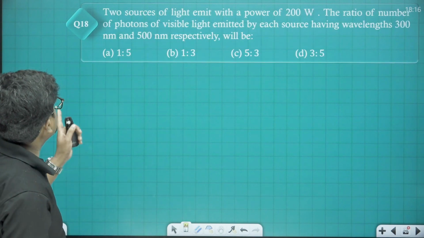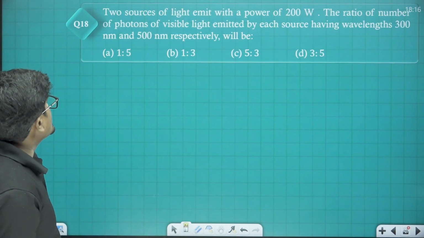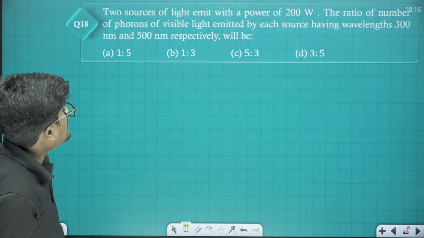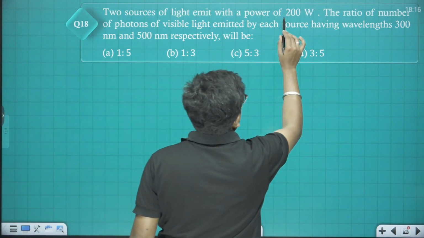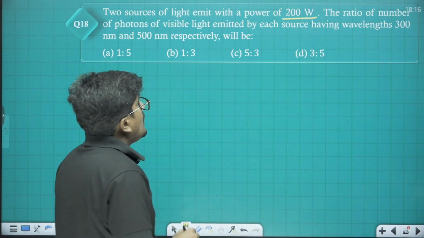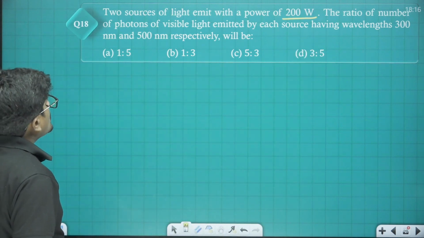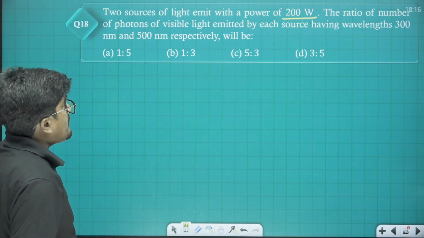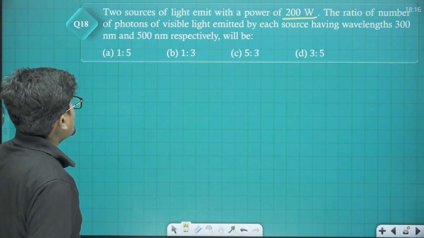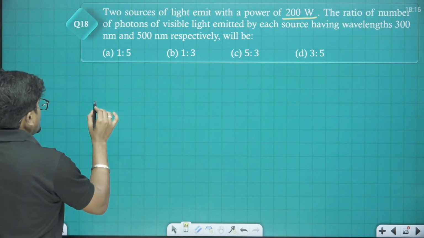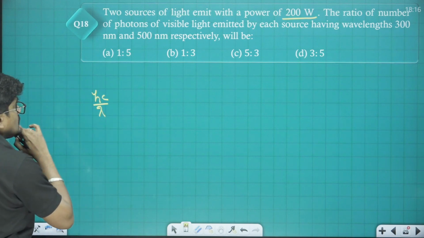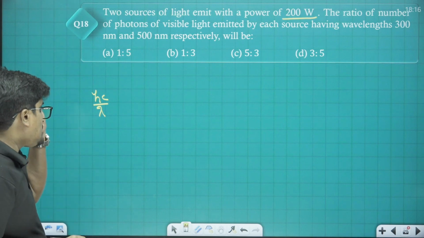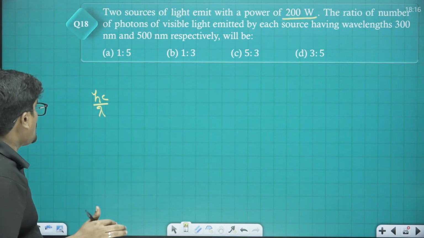All right, moving to the next, that is question number 18. The question says two sources of light emit with a power of 200 watt. So the power coming out is basically the same. Then the ratio of the number of photons of visible light emitted by each source, having the wavelength as 300 nanometer and 500 nanometer, is. So we all know that hc by lambda is going to be what?